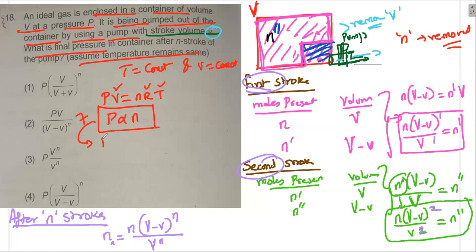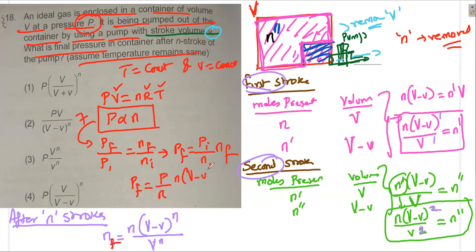So now I can say, proportionality P final by P initial is equal to N final by N initial. This will give me P final is equal to P initial by N initial into N final. And this is my N final. I hope you understand. After n strokes, okay? So the P final will be P initial by N initial. What is P initial? P initial, I think it's just P, by N initial is just N. N final, this is N final, so this N into capital V minus small v by capital V, power n, this N cancels off.